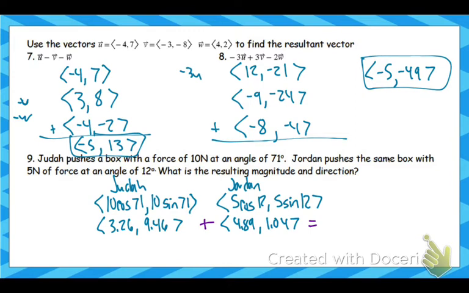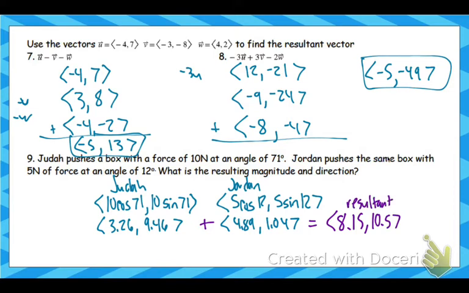Once we have those component forms, we add them together, and that's going to be the resultant. So add your x's together. That's 8.15. Add the y's together. And that's going to be 10.5. So that is the resultant of those two forces in their directions.